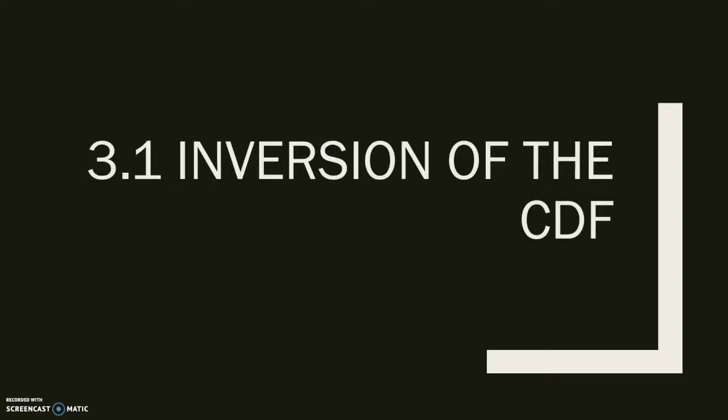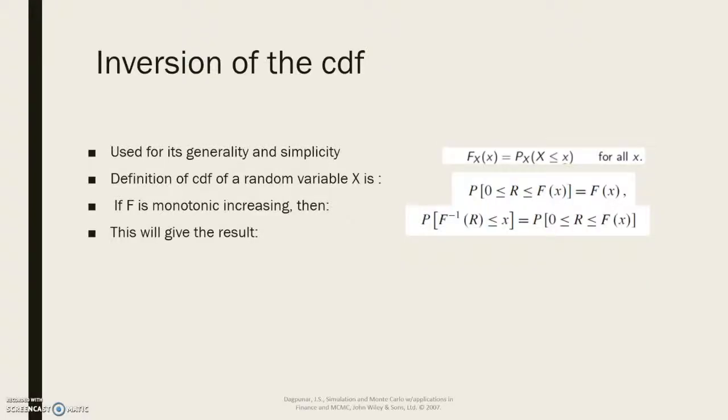So hi, I'm Ming, and today I'm gonna talk about inversion of the CDF for random number generation. So the inversion of the CDF is used for its generality and simplicity. And the definition of the CDF of the random variable X is just the probability of the random variable being smaller than or equal to x for all x.